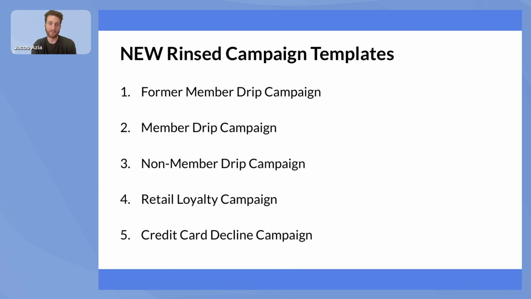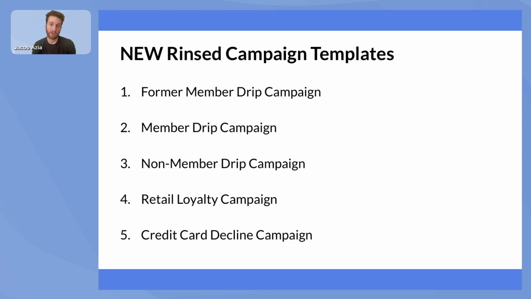There are 5 of them that for any new customer will come with your Rinsed account, ready to go. For any existing customers, we'll tell you how to get access to these later. So the 5 types of campaigns that we now have available for you are former member drip campaigns. Generally, these are going to be in the style of a win-back campaign to see if we can get your former members to rejoin. Just a standard member drip campaign. So the goal of these are to increase usage, make sure that your members are actively using the wash to increase retention and decrease churn.